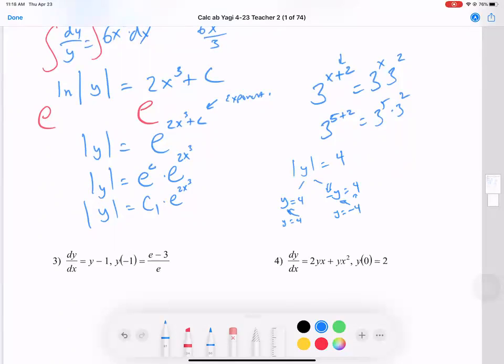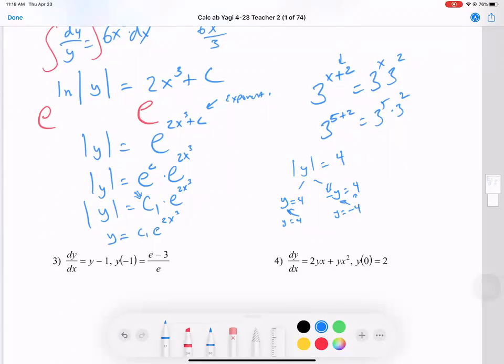So what we're doing here is we're saying, hey, I get it's just a difference between a sign. And you know what? This constant here will take care of that. That could be a positive or a negative. So what we do is we just clean it up and say this. Y is equal to C1 e to the 2x cubed.